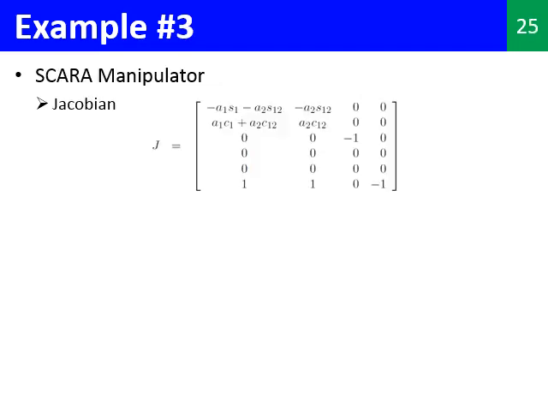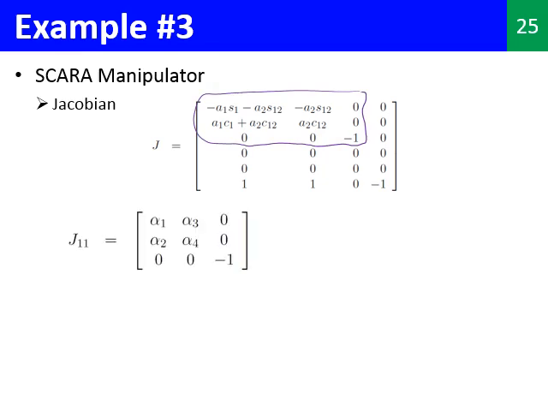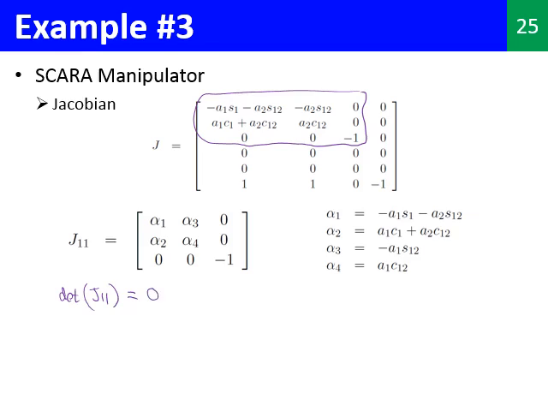Example 3, the SCARA manipulator. We have already derived the Jacobian matrix for the SCARA manipulator, and the J11 part is this block, where alpha 1, alpha 2, alpha 3 and alpha 4 are given as follows. Now let's find the determinant of J11, and that should be equal to 0 for the arm singularity.